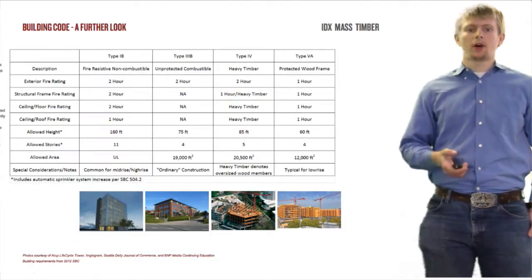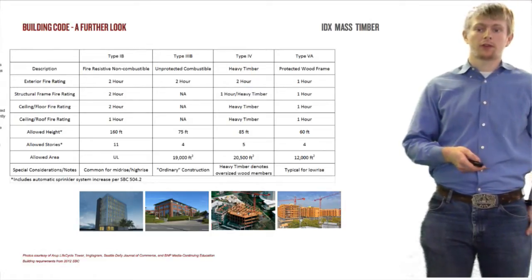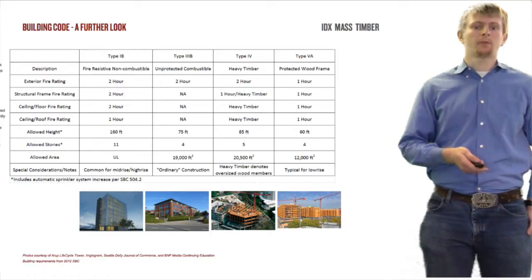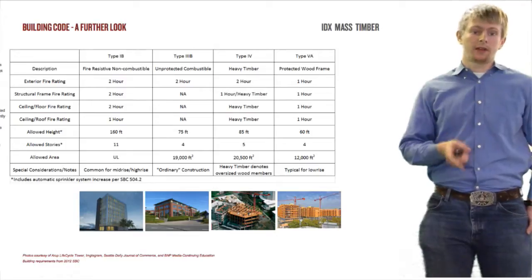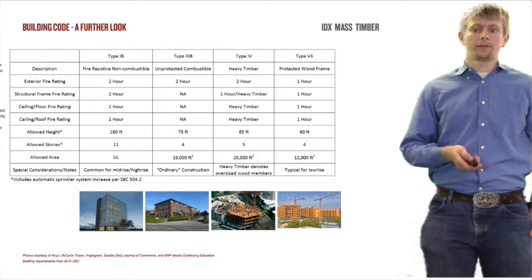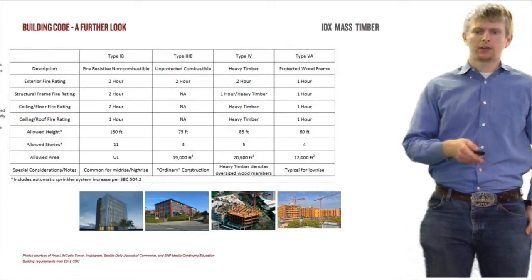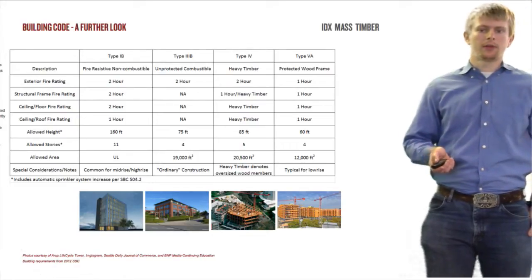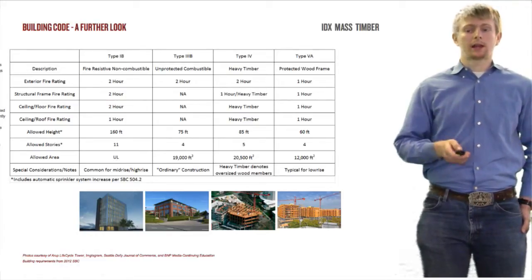So here's a summary of all the different types off to the right with all the different restrictions that you can see. You've got the type 1B, your fire resistive, non-combustible. Your type 3B, which is unprotected combustible on the inside, however you need a fire resistive envelope. Your heavy timber type 4 and your type 5 protected wood frame. And it's interesting to note how the different fire ratings vary throughout the building, whether it be the ceiling, the floor levels, and then what heights you are currently allowed under the code.